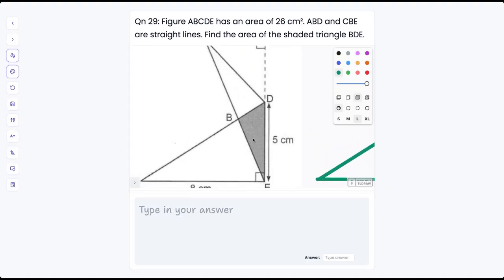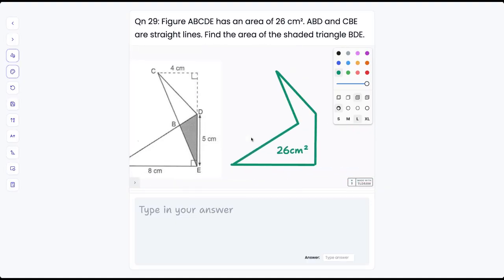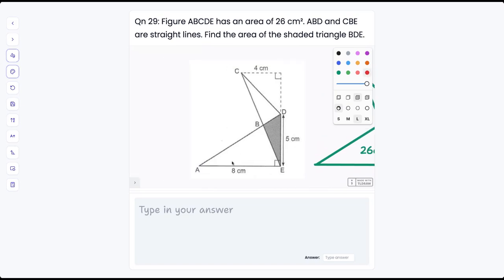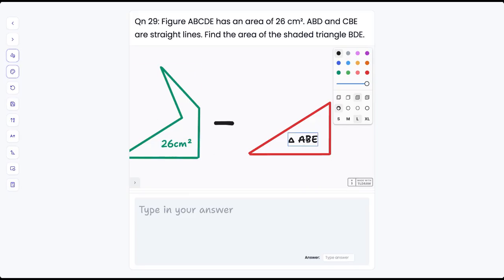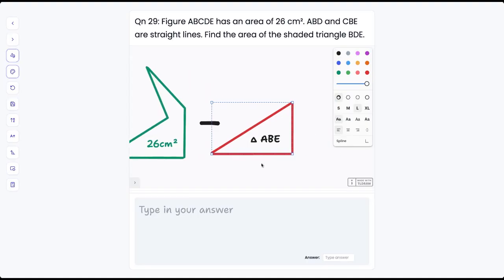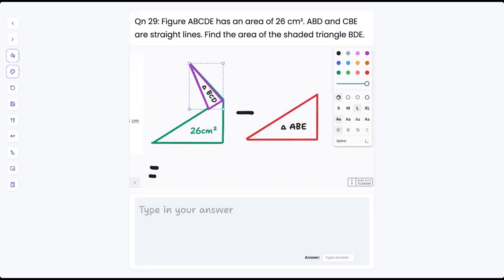So how can we get this shaded area? First thing we can do is get the big triangle that does not really overlap, this triangle ABE over here. If we subtract this ABE triangle, then what will we get? We will get this little notch over here, this little triangle. So if we subtract ABE, we will get BCD, this whole triangle over here.